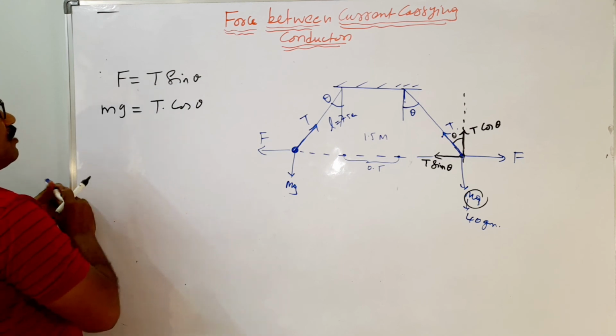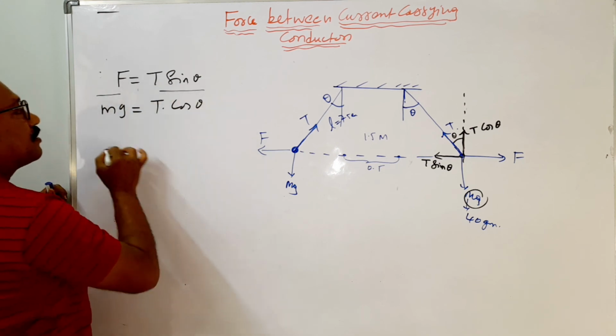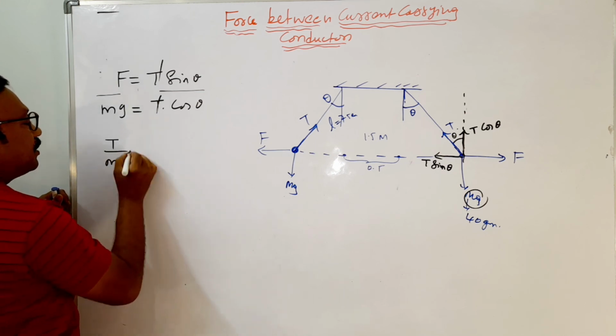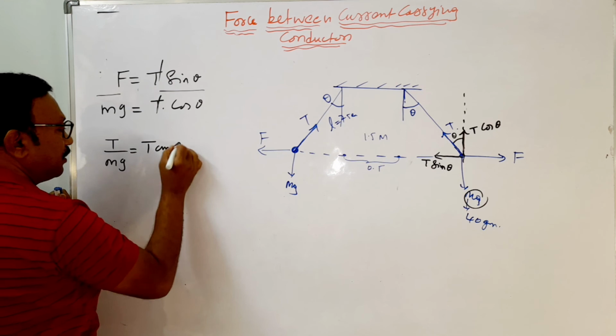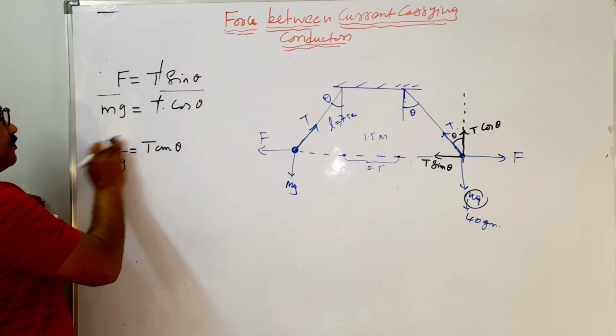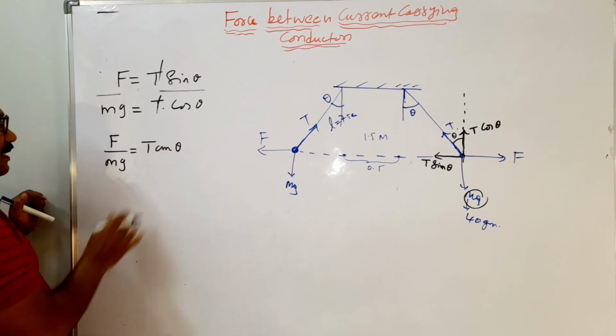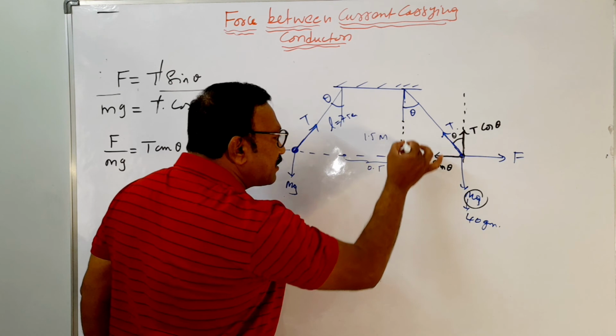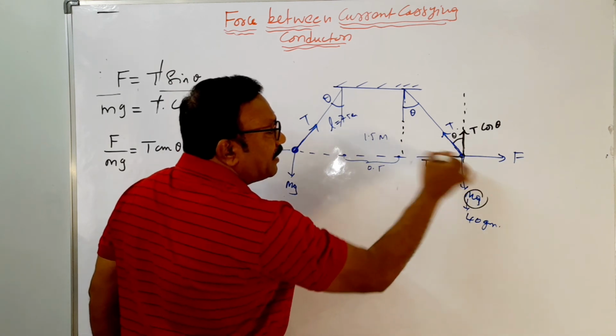So divide these two equations now like this. T gets cancelled now. F divided by mg is equal to tan theta. F divided by mg is equal to tan theta, so F is equal to mg tan theta. Everything all right? But tan theta means here opposite side by adjacent side.